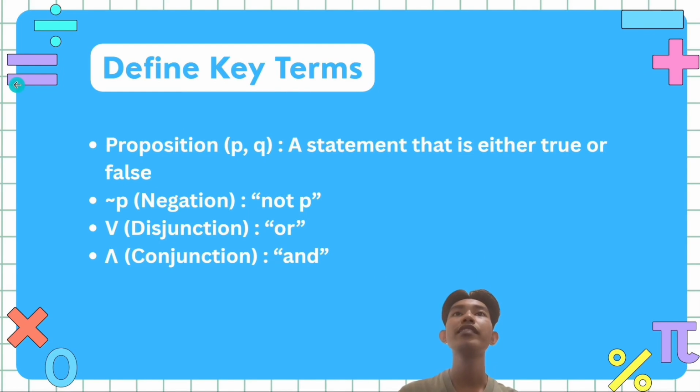First, we will define key terms. A proposition is a statement that can be either true or false but not both. For example, 2 is an even number. Next, we have disjunction, which means P or Q. Disjunction is true when at least one of the statements is true. Next, we have conjunction, which means P and Q. Conjunction is true when both P and Q are true.